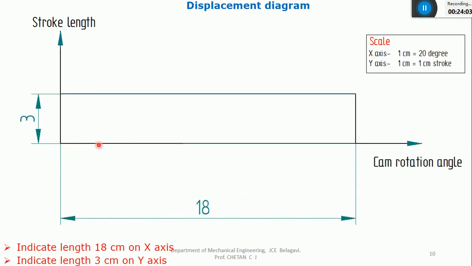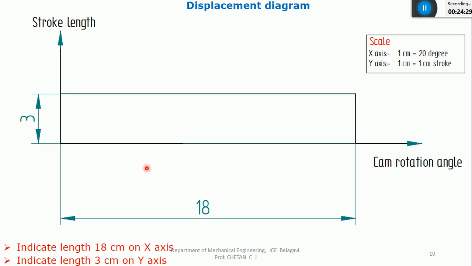First, I'll draw an 18 centimeter line along the x-axis. And along the y-axis, I know the stroke length of the follower, the maximum length, which is nothing but S, that is 3 centimeter. So I'll indicate 3 centimeter along this vertical axis or y-axis. After that, I'll join all these things so that I'll get a rectangle of size 18 centimeter by 3 centimeter.